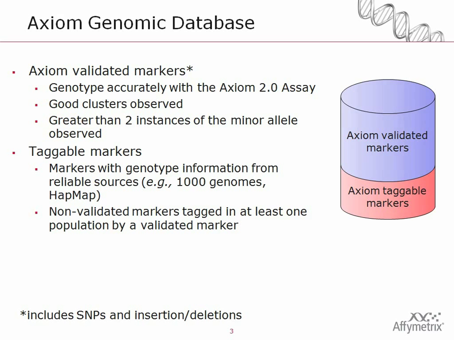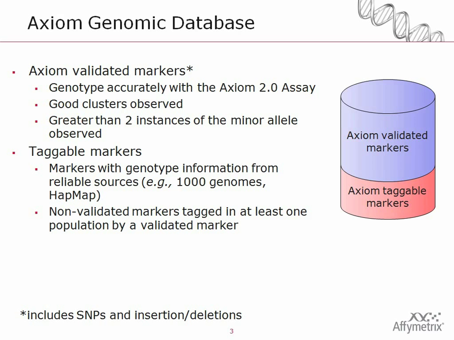At the heart of all this is the Axiom Genomic database. It actually contains two different flavors of markers. The first set of markers are what we refer to as Axiom validated markers. What this means is that we've been able to accurately genotype these markers using the Axiom 2.0 assay. Thus, it means that we have seen good cluster resolution or good cluster qualities, and we've also seen at least two instances of the minor allele.